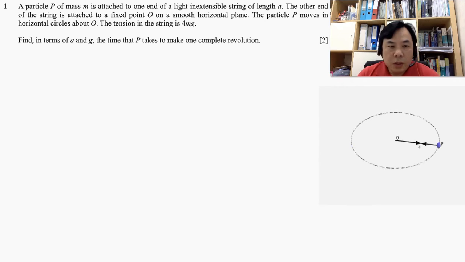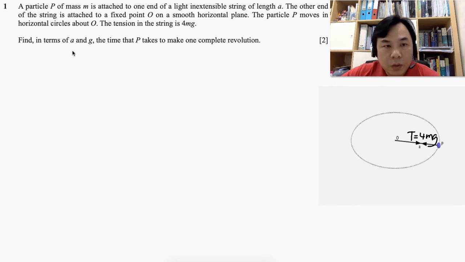Once you recognize how the visual mechanics look like, it's time for us to relate all those properties of the mechanics that we need to solve this problem. First of all, it says that there's a tension here. The tension is 4mg. Bear in mind this tension is acting towards the center, and this tension is the one that provides the centripetal force. Whenever you talk about circular motion, you must think of centripetal force.